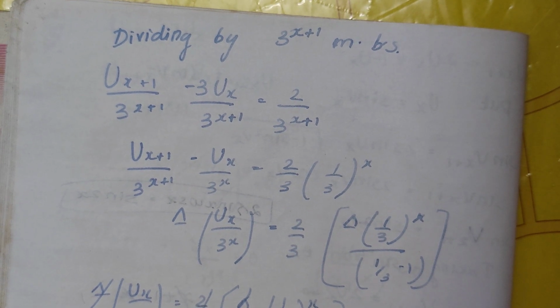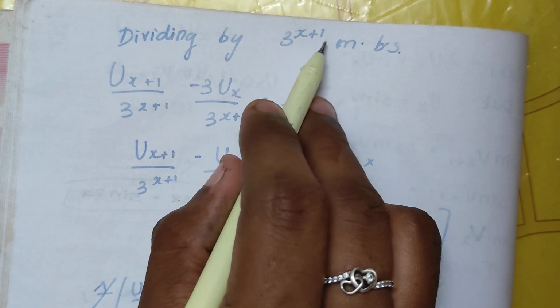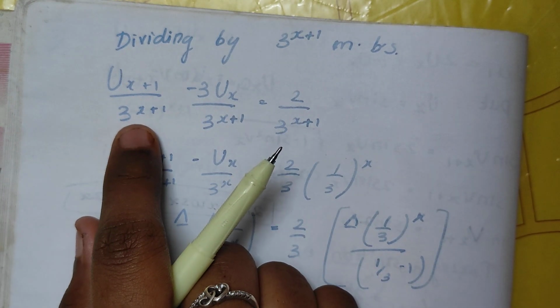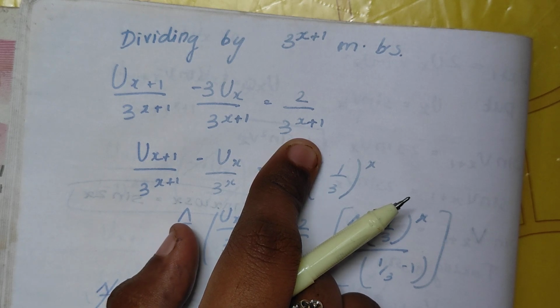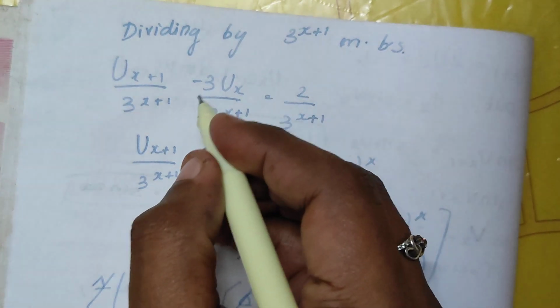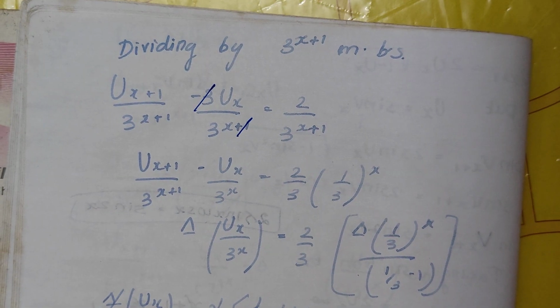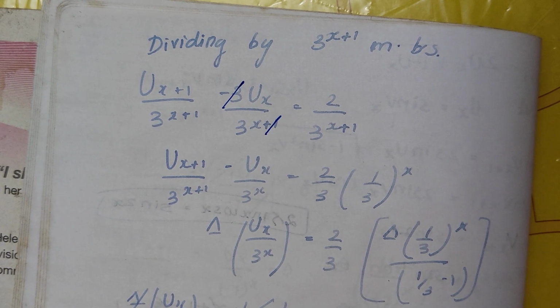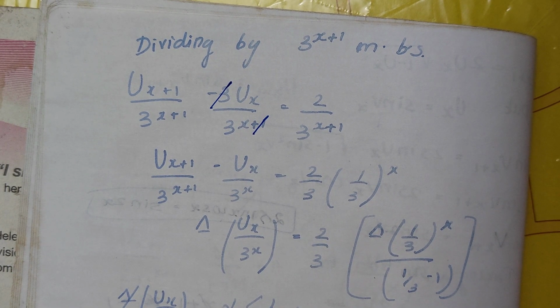As we saw in the part 2 video, we have to do the calculations. So here we have to divide everything by 3 power x plus 1, including the constant. Next step, this 3 and power 3 power 1 will get cancelled, because you can write 3 power x plus 1 as 3 power x into 3. Then that 3 will get cancelled.